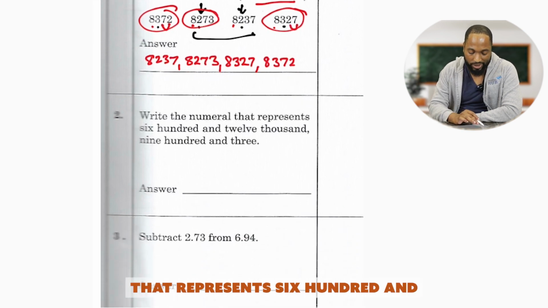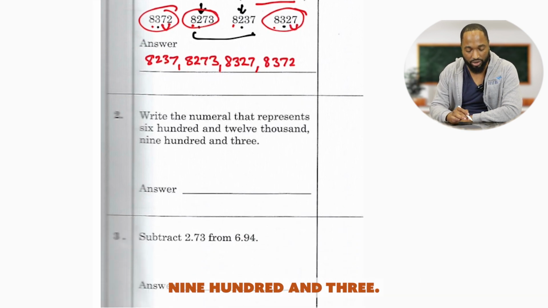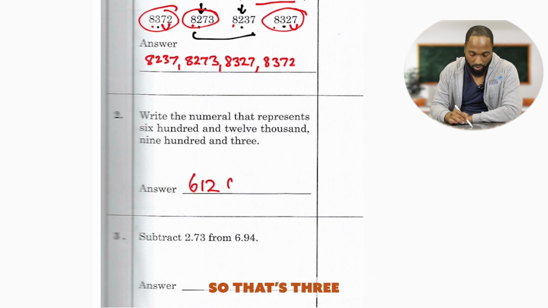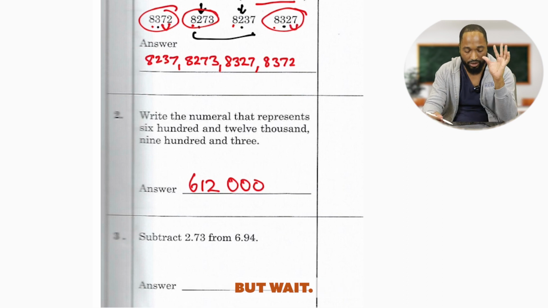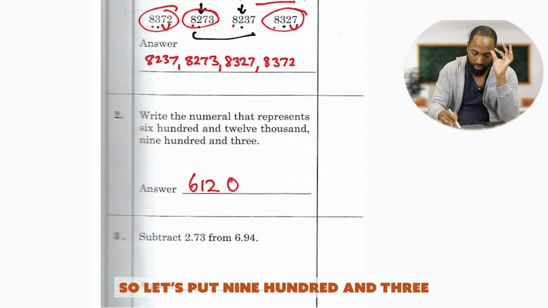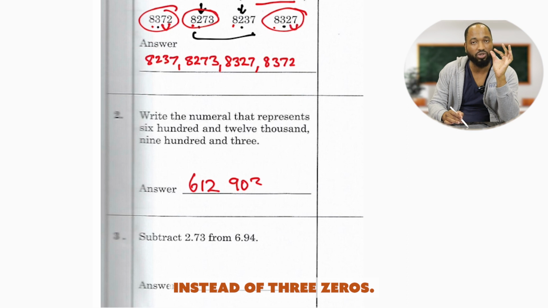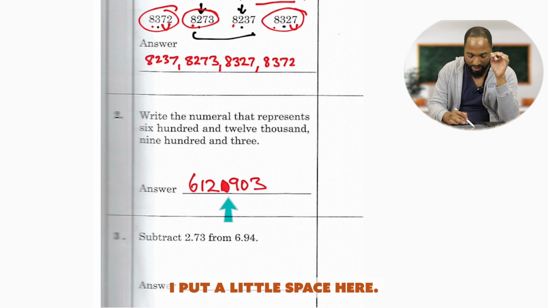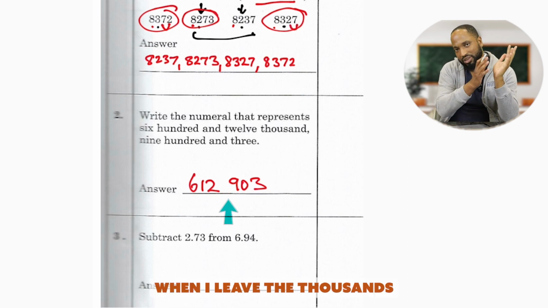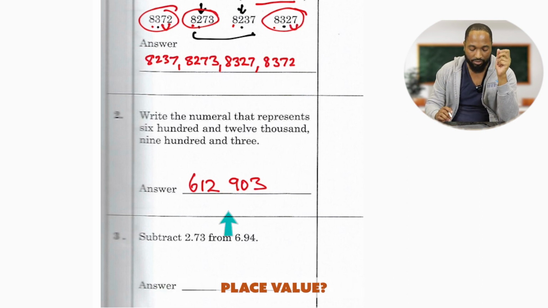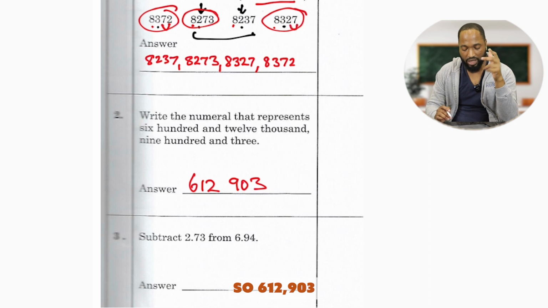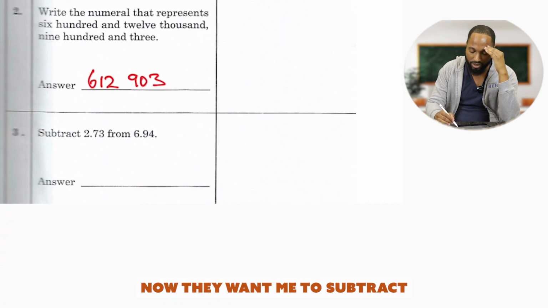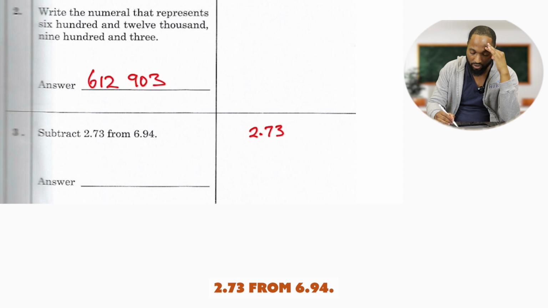Write the numeral that represents 612,903. 612,000, so that's 3 zeros expected there. But wait, 903. So let's put 903 instead of 3 zeros. So this represents 612,000. I put a little space here. You notice I like to put a little space when I leave the thousands and go into the hundreds place value. So 612,903. Beautiful.